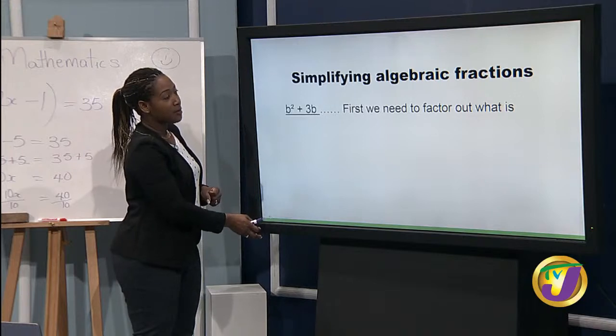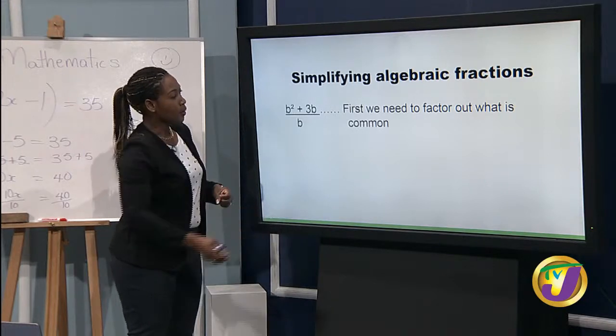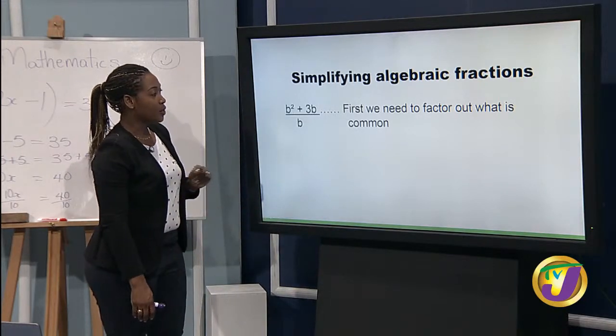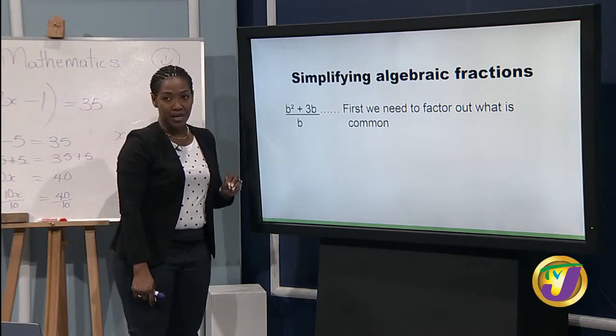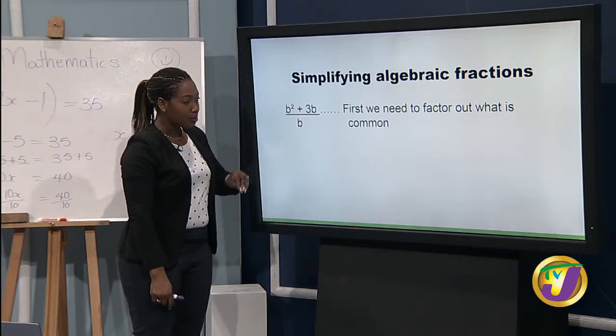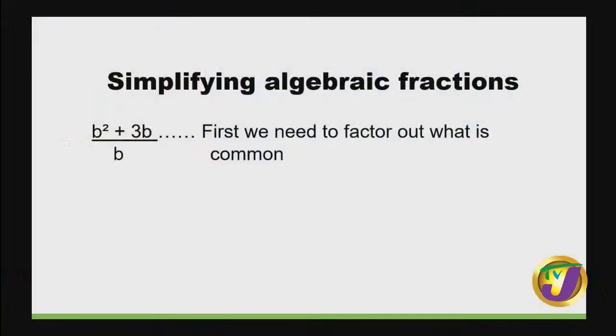All right, so we're going to simplify today. So we have b squared plus 3b all over b. So we have a term in our denominator, and we have an expression in our numerator. What's the first thing we'll do? We'll factor out anything that's common. All right, so let us look.